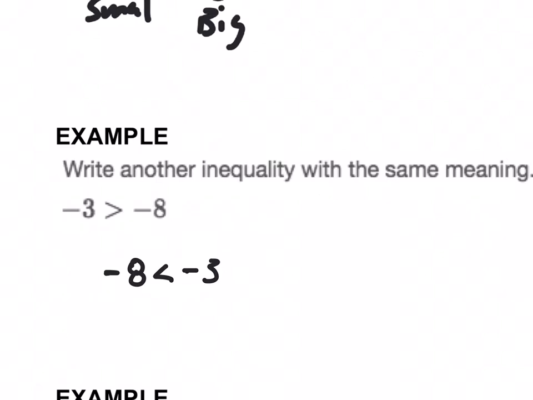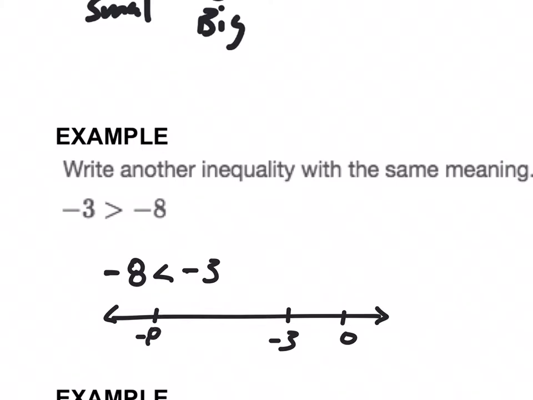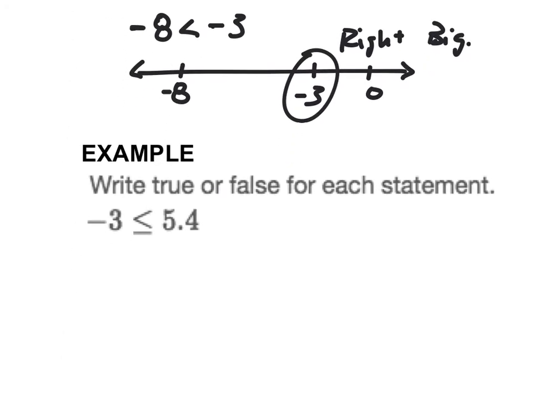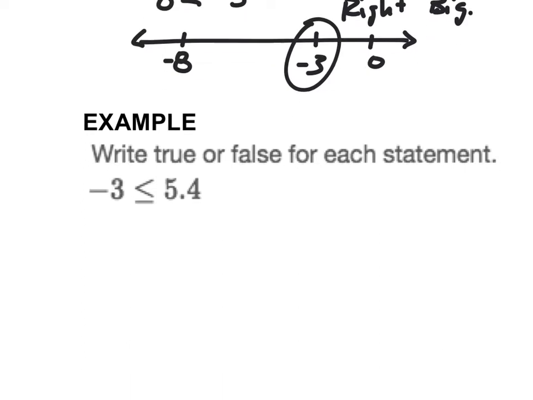And let's just go ahead and draw a number line again and put that down. Let me put a 0 here, let me put a -3 here, let me put a -8 over here. Okay, -3 is further to the right, meaning it's big. Okay, so I wanted to show this example again to show that you don't have to always write it in a certain way. When you write inequalities, you can write it however you want, all right, as long as you write a true statement.